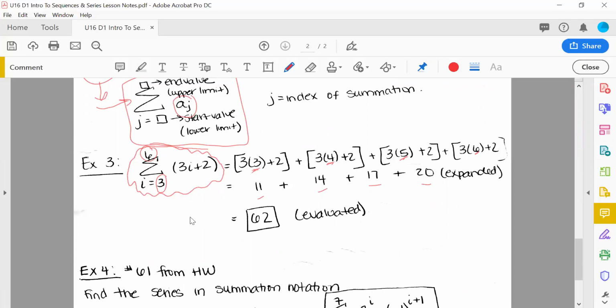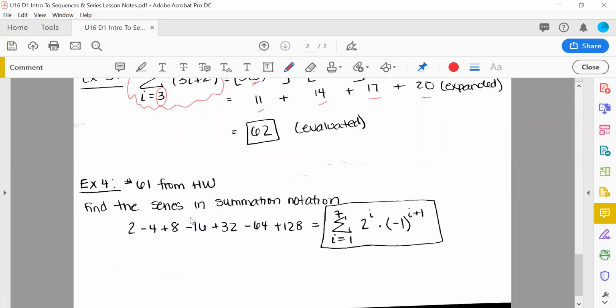Last but not least, the only definition we haven't spoken about yet was the alternating sequence. And Mrs. Middleton, I guess, must have done number 61 from today's homework for you. Thank you, Mrs. Middleton. All right, find the series of this in summation notation. So positive 2, then negative 4, then positive 8, then negative 16, then positive 32. So let's deduce this ourselves.